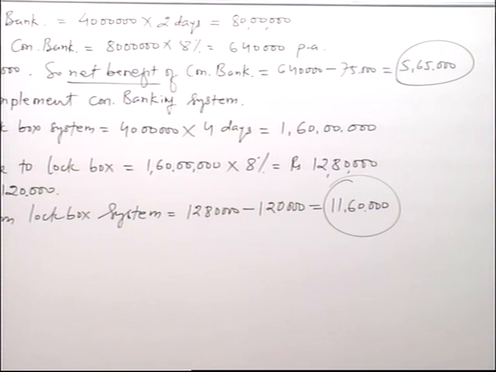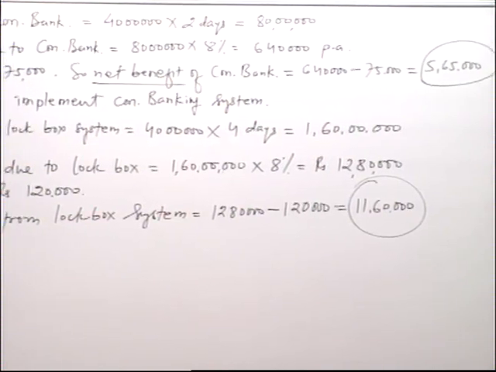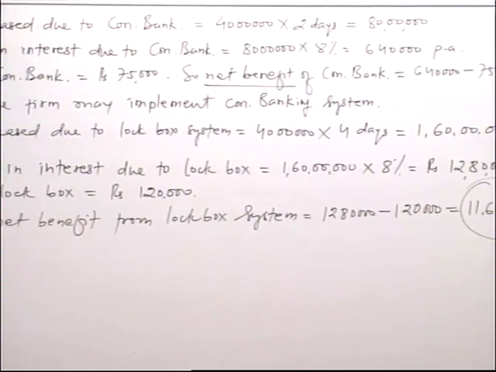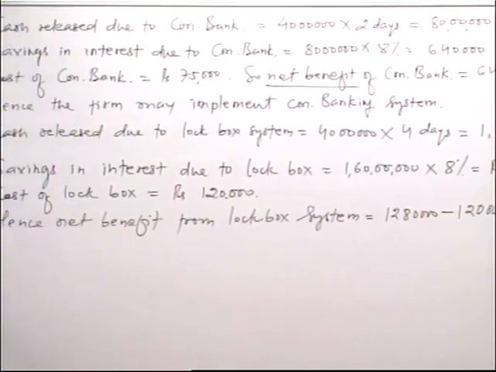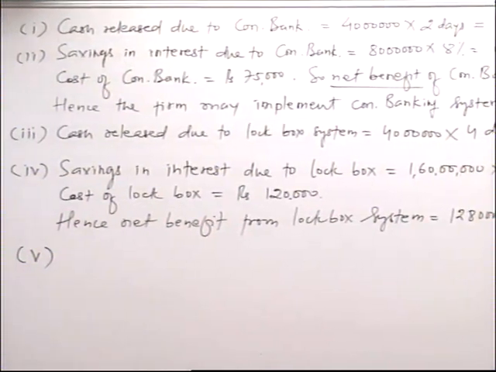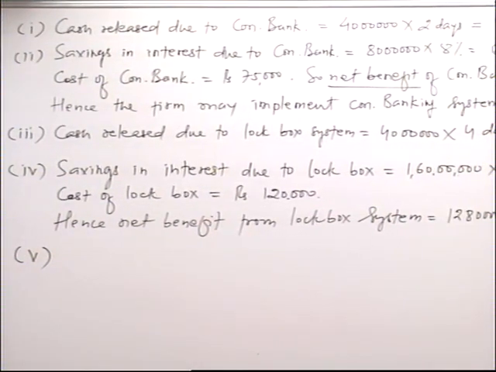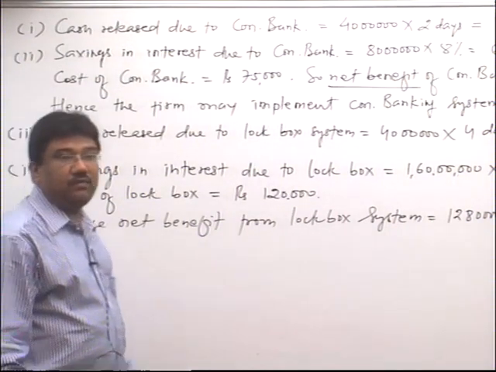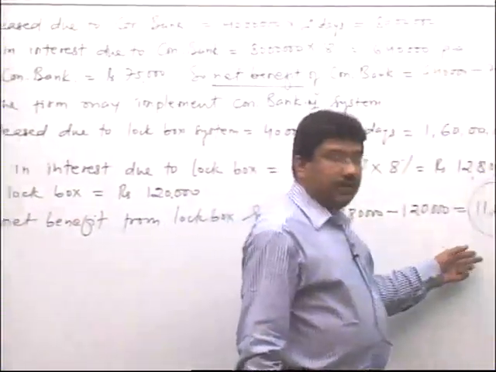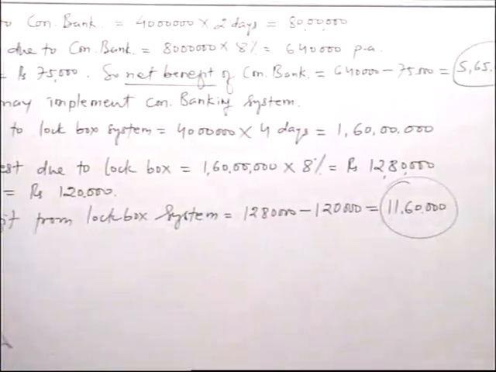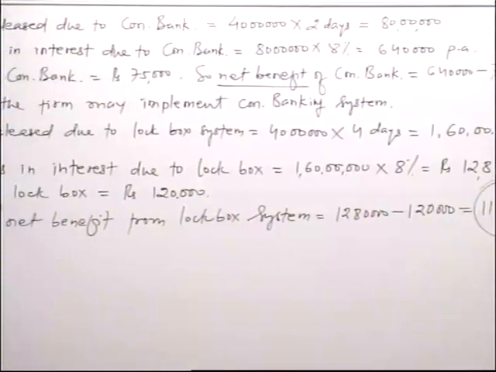So we can see that in answer 2, the net benefit of concentration banking is 5,65,000, but if we adopt the lockbox system, then the net benefit in point number 4 is rupees 11,60,000. Now question number 5 asks which is better, concentration banking or lockbox system. To decide which is better, we must compare the net benefit given by both. The net benefit given by the lockbox system is more than that given by concentration banking.